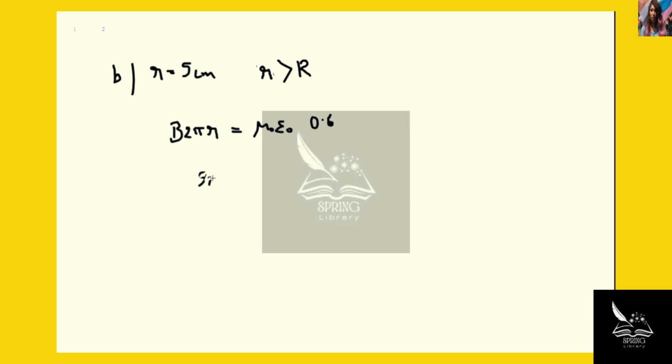In this case, unlike the previous case where the R gets cancelled out, we won't have that. The small r will actually be important, and so our solution will be mu naught epsilon naught times 0.6 divided by 2 pi r.